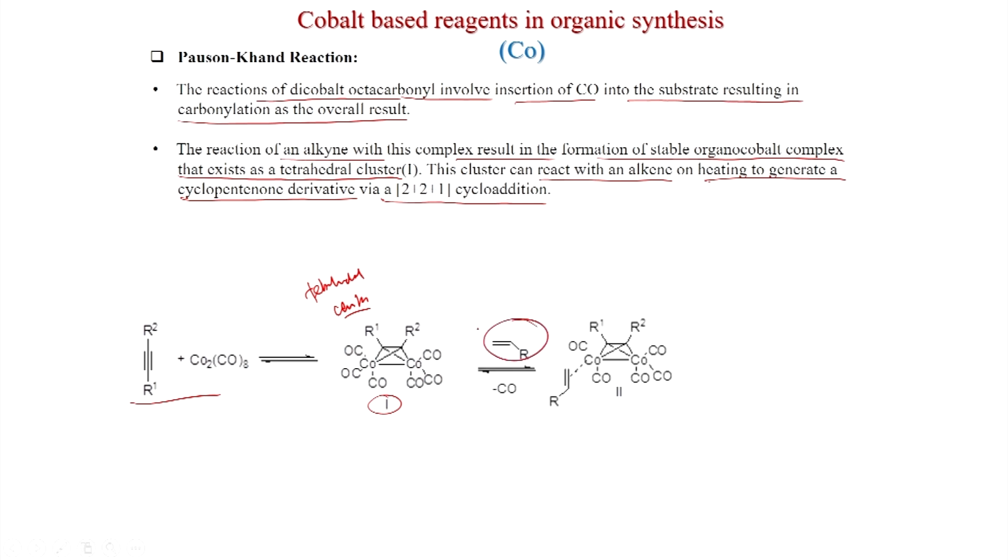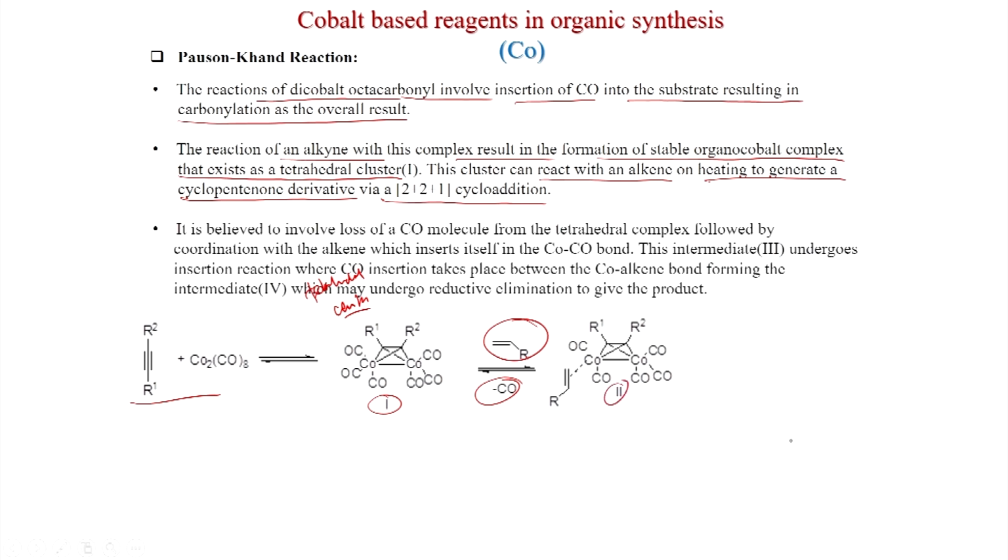Now, when the olefin comes, after elimination of one carbon monoxide, the coordination will happen. So, intermediate 2 is formed. It is believed that the loss of a carbon monoxide molecule from the tetrahedral complex is followed by coordination with the alkene, which inserts itself into the cobalt-CO bond. So, now the insertion will happen. This double bond inserts into the cobalt carbon monoxide bond.